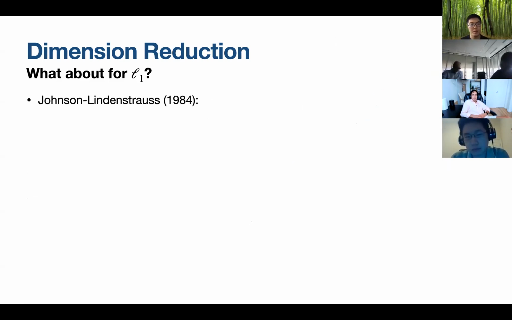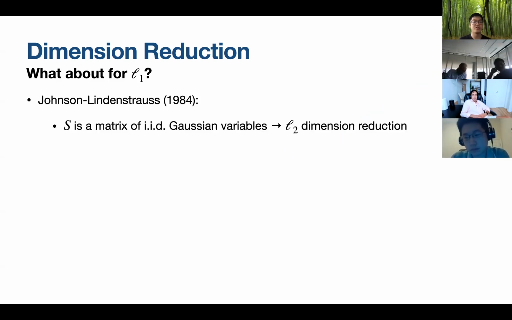So what's known? Recall that for L2, Johnson-Lindenstrauss proved that if S is a matrix of IID Gaussian variables, then we get L2 dimension reduction. So can we do something similar for L1?